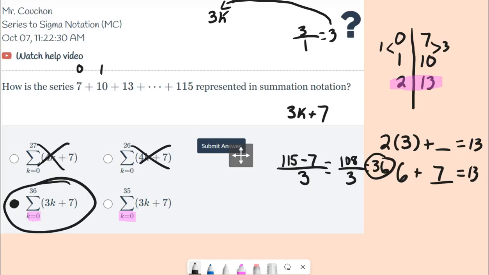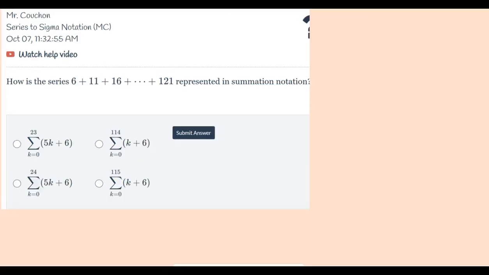So it's a little confusing, and you do have to recognize right away whether they're giving you the 0 term or the first term. Go ahead and try this one on your own, and notice right away what they're telling us. They're giving us k equals 0, which means that 6 is a 0 term.